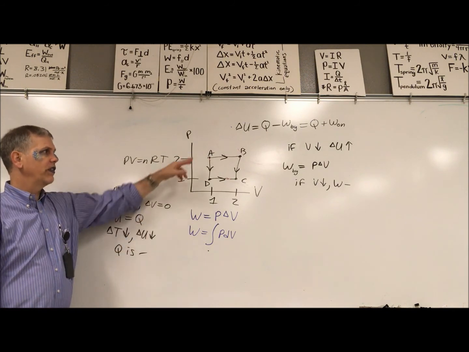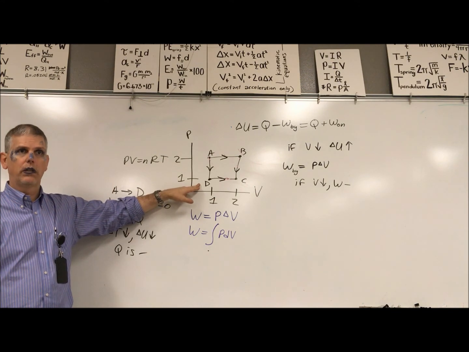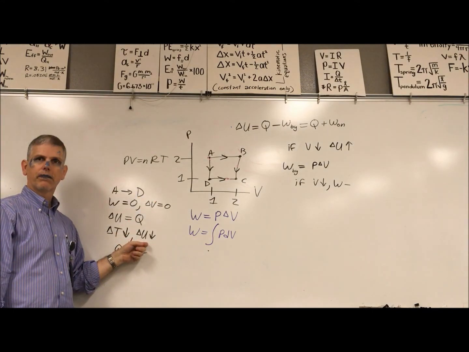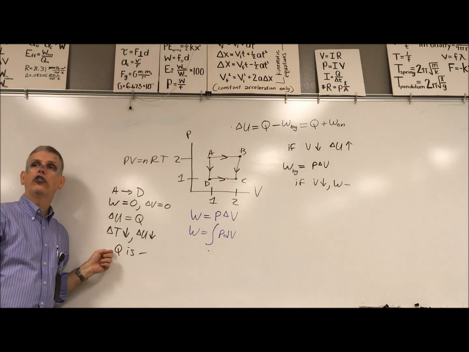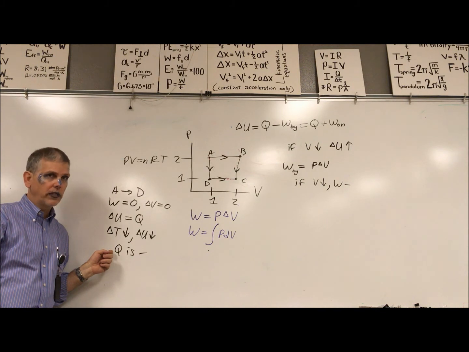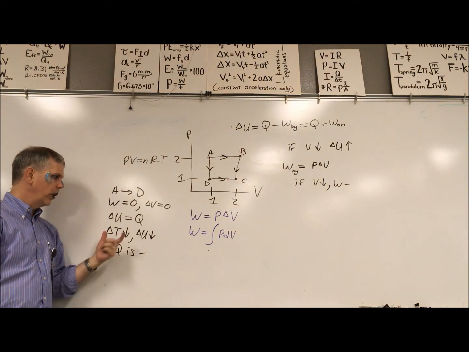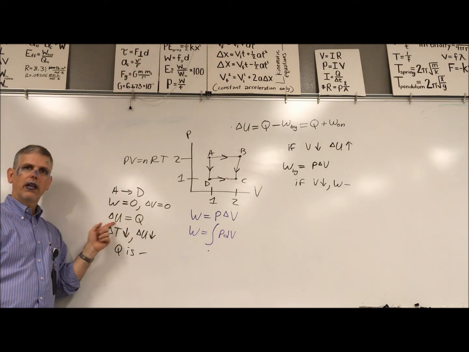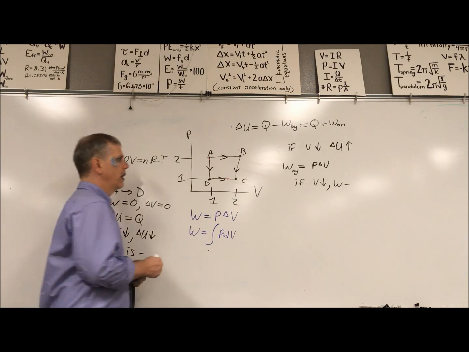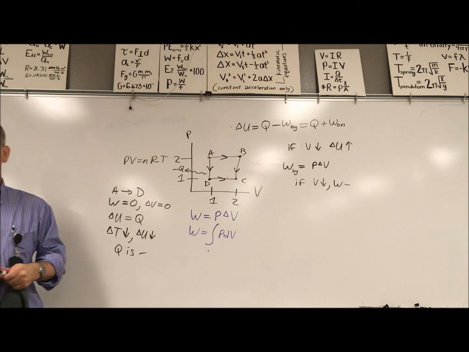Once again, moving from A to D, since P times V is a smaller number, we know that delta U is going down, which means that the temperature is going down. Since it's an isochoric or isovolumetric process, we know that W equals 0. From the first law of thermodynamics, we know that Q equals delta U. And if this goes down, then this must be negative. This would be heat removed from the system.